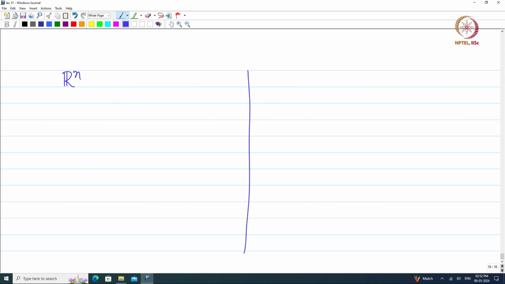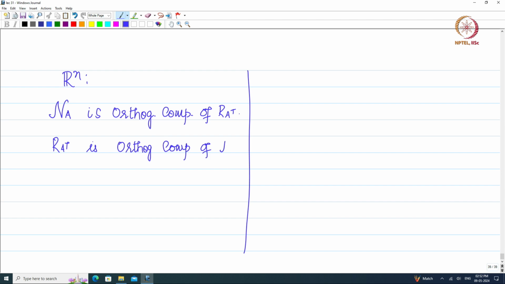So, on the Rn side we have the null space of A is the orthogonal complement of the range of A transpose, and the range of A transpose is the orthogonal complement of the null space of A. Similarly, we can establish the other one on the Rm side. We can establish that the null space of A transpose is the orthogonal complement of the column space of A, and the column space of A is the orthogonal complement of the null space of A transpose.